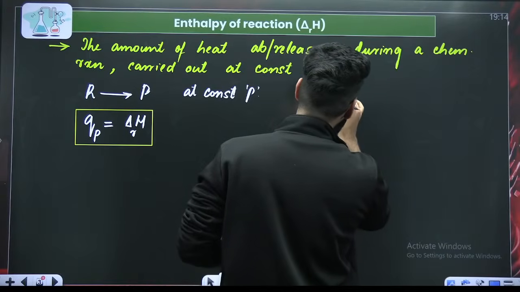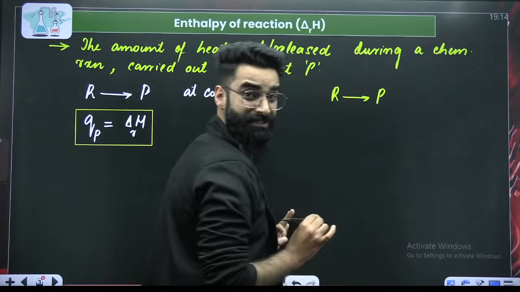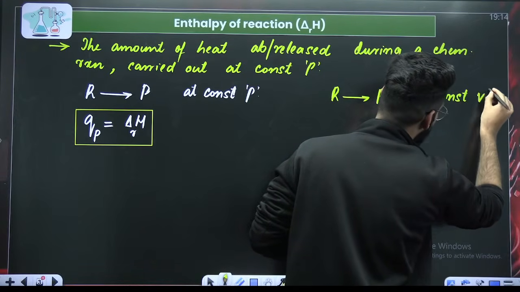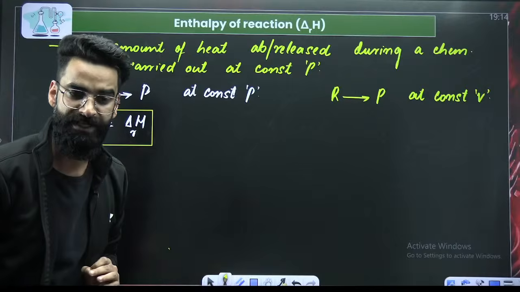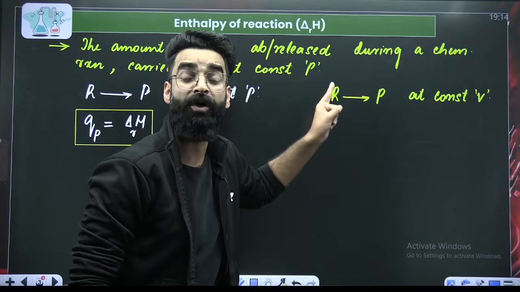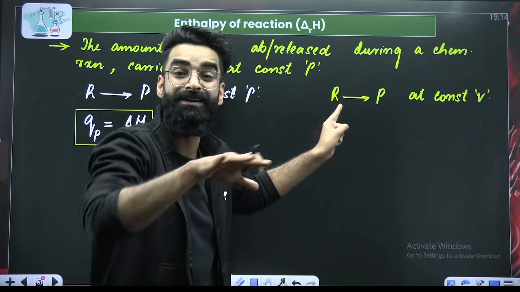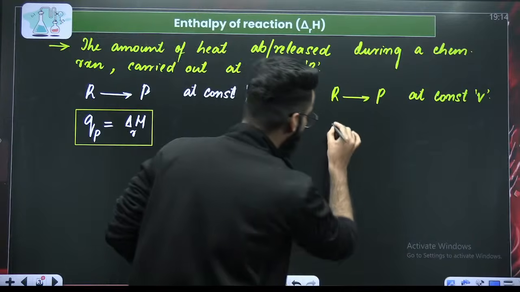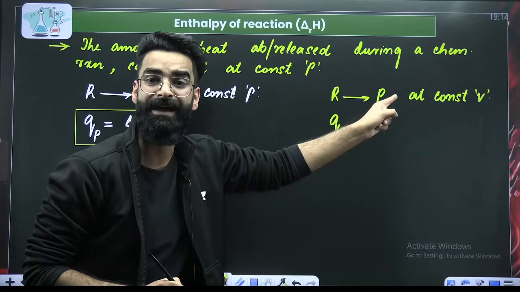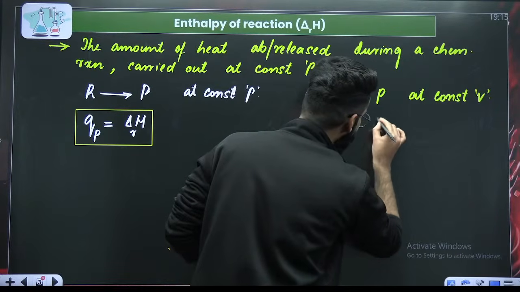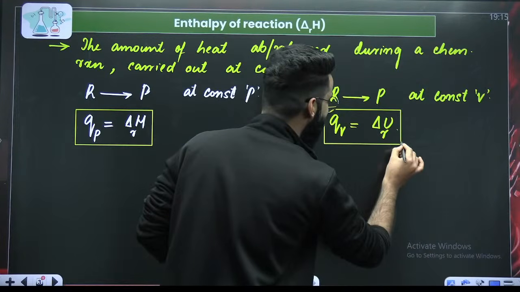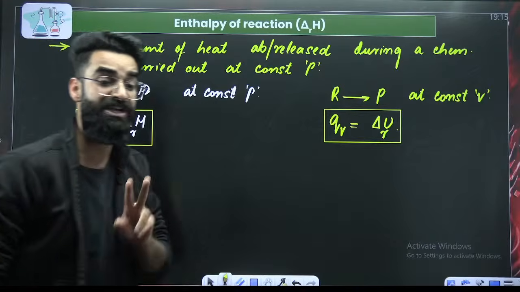Point number 2. My dear students, imagine the same reaction was being carried out at constant volume. At constant volume, whatever amount of heat will be absorbed or released during the reaction, that is something which you call internal energy of the reaction, or you can call it internal energy change in the reaction. So there are 2 terms which I have defined.